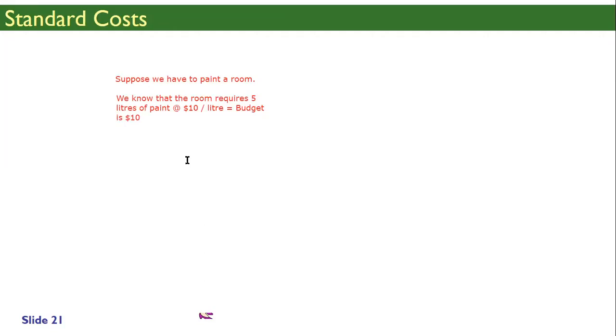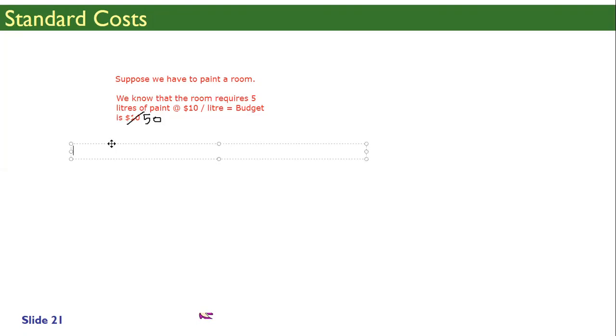we need 5 liters of paint. So 5 liters is the quantity, and the price is $10 per liter. So I've got a quantity standard of 5 liters, and a price standard of $10 per liter, and the total budget is $50. I'm sorry, the total budget I should write down here is 50, not 10. It's 50.